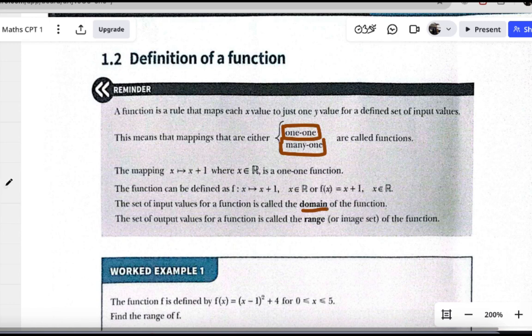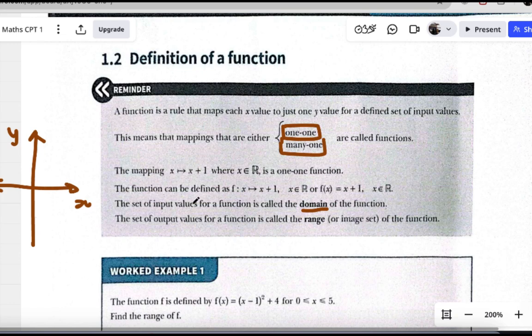Usually, for easy understanding, you can just say the values from left to right on a plane. Usually, they are the x values, right? The up and down values are the y values. So the left to right values are the domain, while the range is the y values, which are the up and down values.